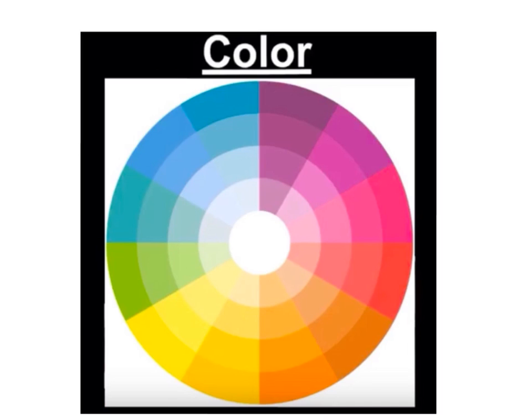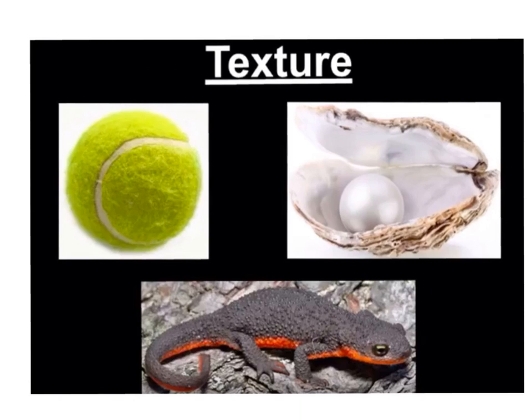So the first one is color. On this wheel here, there's a color wheel. We can describe matter by what color it is. Texture is another way to describe matter. This ball here we could say is fuzzy. This pearl could be smooth, and the back of this reptile or amphibian could be rough.